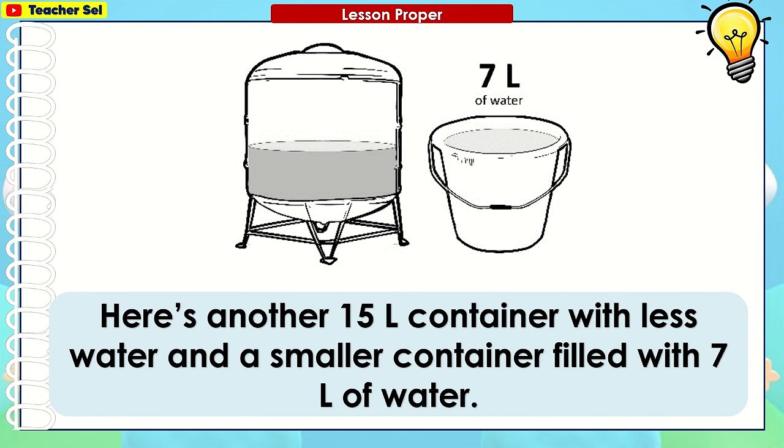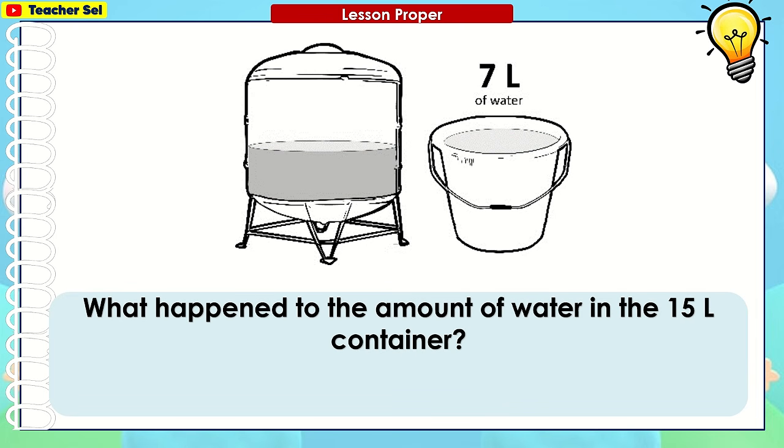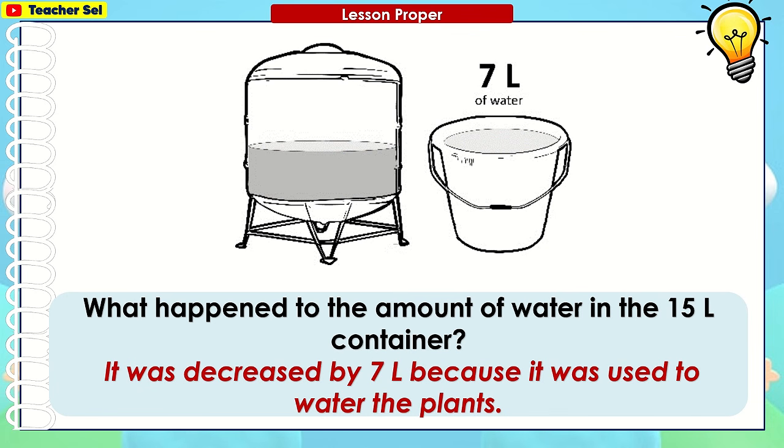Here's another 15-liter container with less water and a smaller container filled with 7 liters of water. What happened to the amount of water in the 15 liters container? It was decreased by 7 liters because it was used to water the plants.